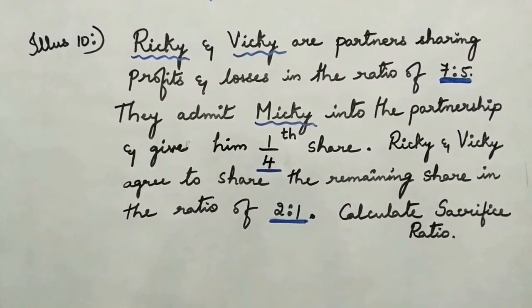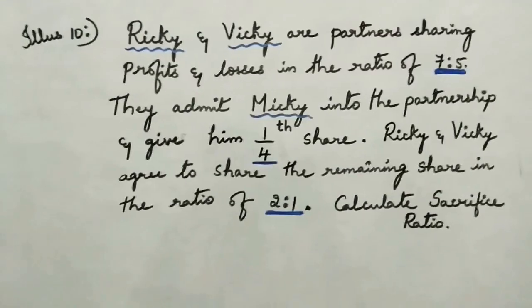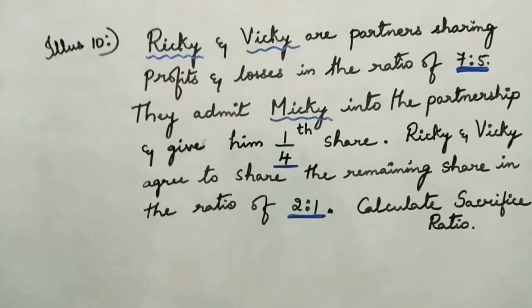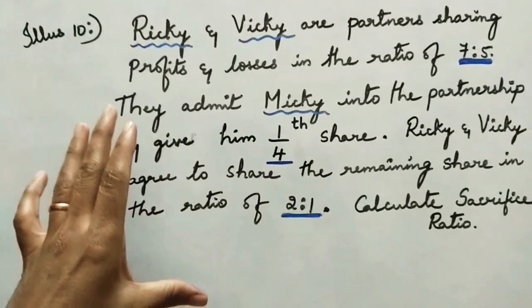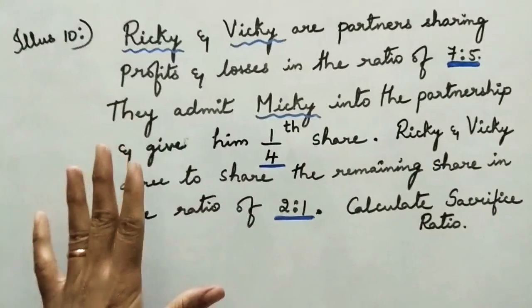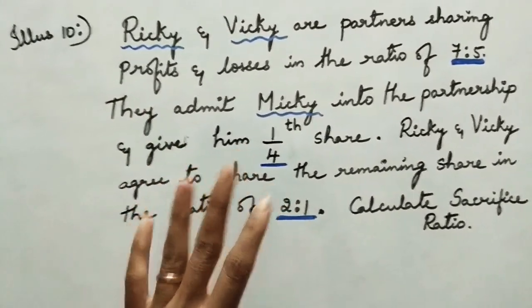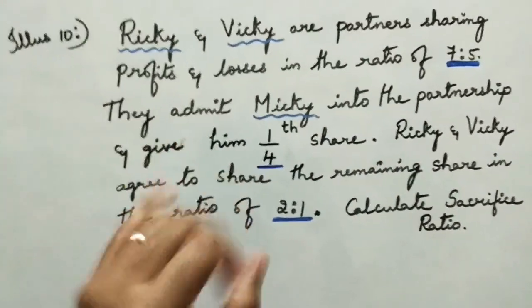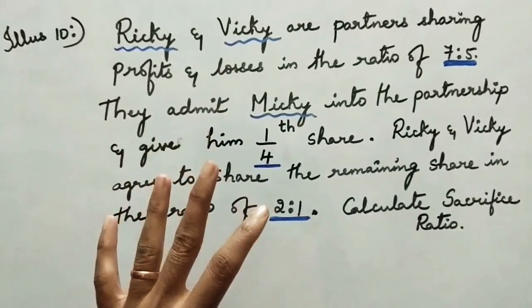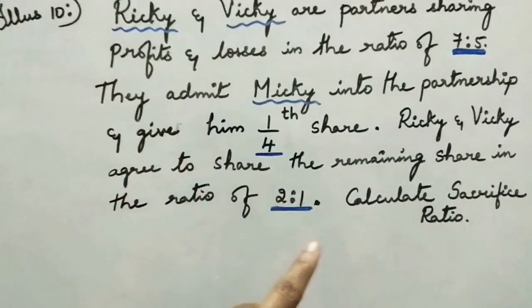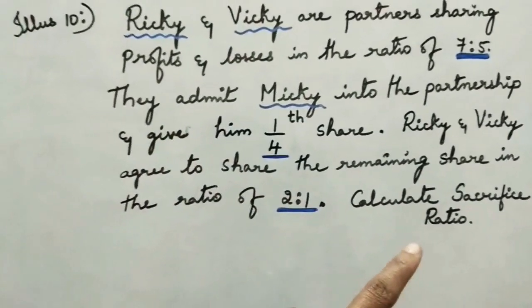Calculate sacrifice ratio. Just observe this clearly comparing to the previous question, previous case. A small difference in this. The main thing first, we need to search for new profit sharing ratio and the old ratio. So old ratio and new profit sharing ratio is required for calculation of sacrifice ratio.